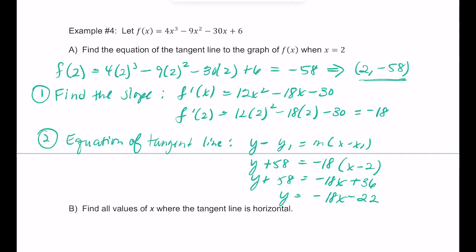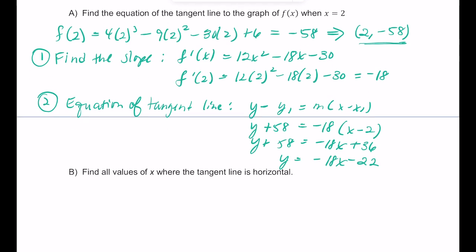The next problem says find all values of x where the tangent line is horizontal. So we kind of talked about this in the beginning of the lesson. The tangent line is horizontal means that the slope equals 0. And if the slope equals 0, that tells me that f prime of x also equals 0.